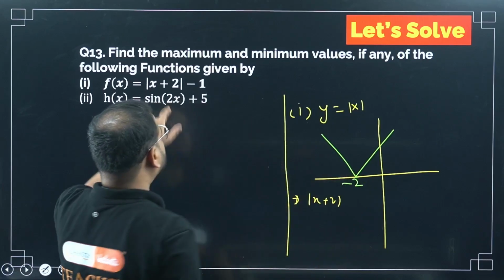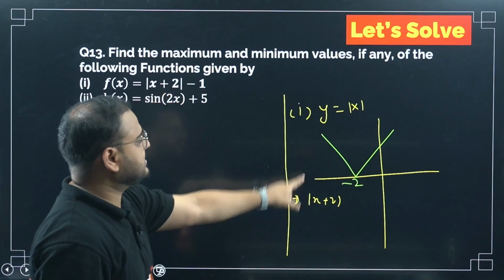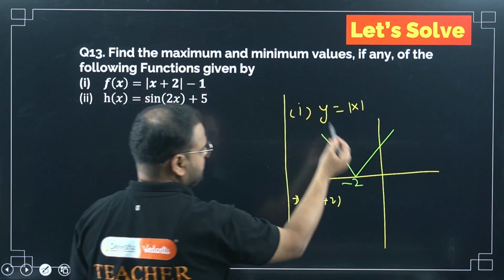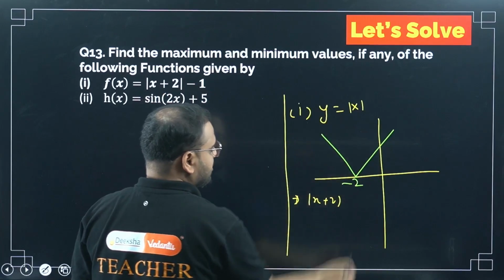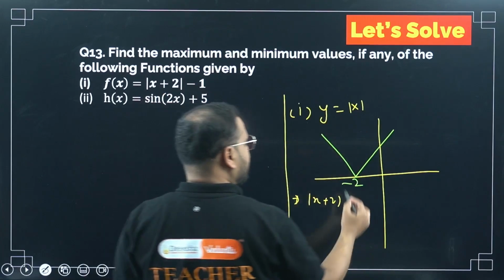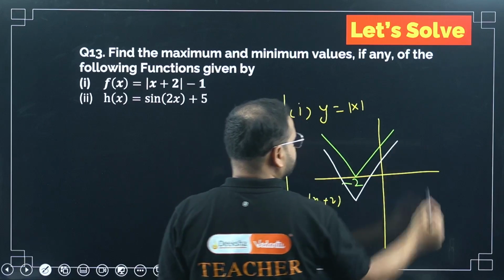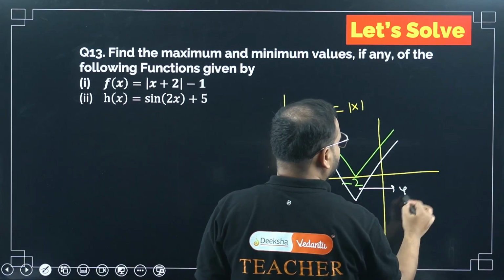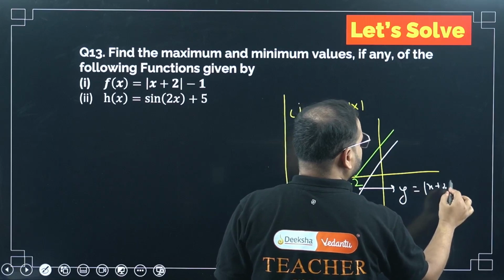Minus 1 means this is a transformation. Plus 2 is a transformation across x, but minus 1 is a transformation across the y axis. So I have to move this graph where? Across 1 unit downward. So it will be the same thing but over here. This is the graph for y equal to mod of x plus 2 minus 1.